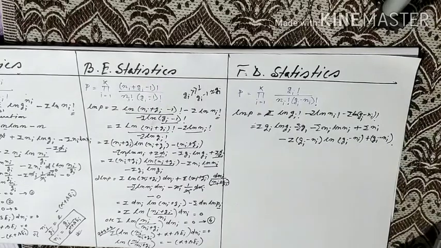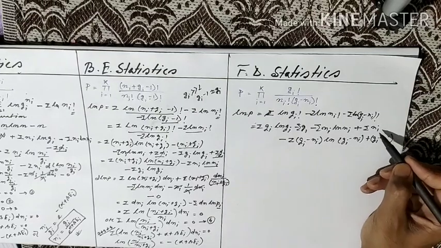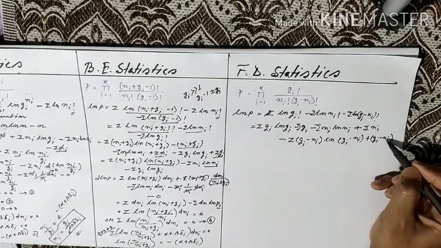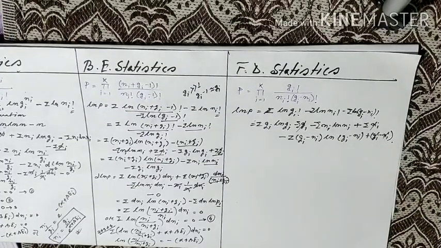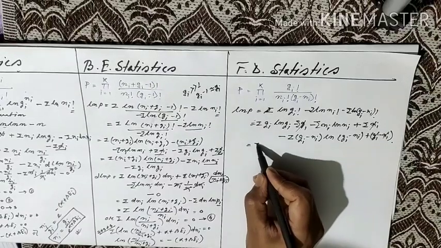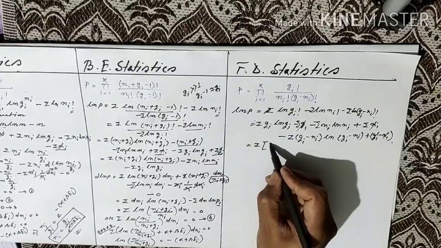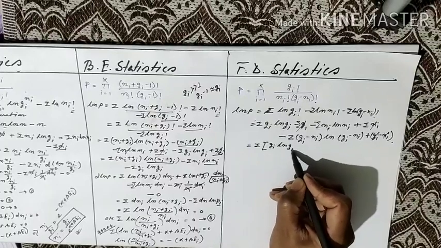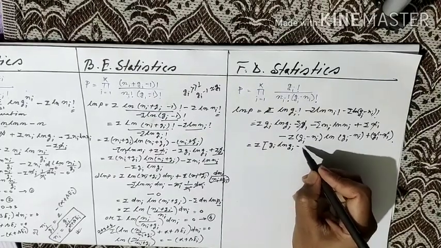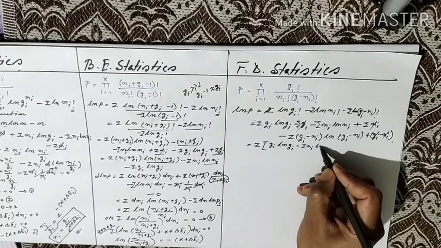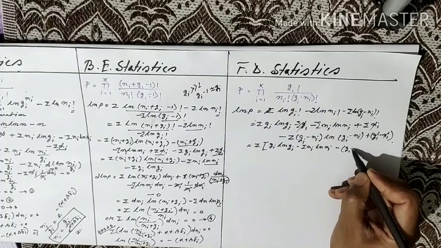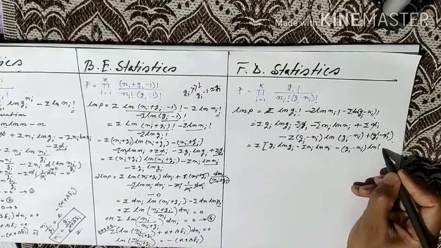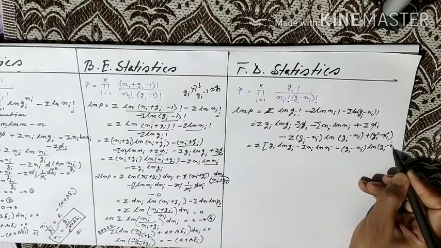So if something is cancelled out, look at that. This is ni minus gi, this plus ni minus ni will be cancelled out, plus gi minus gi will be cancelled out. So the remaining part is only summation of gi ln gi minus summation of ni ln ni minus gi minus ni ln gi minus ni.